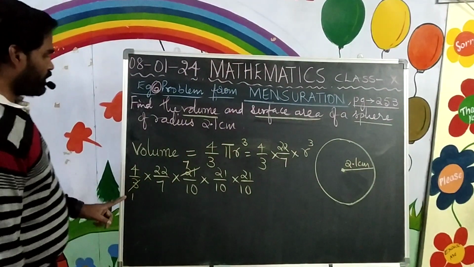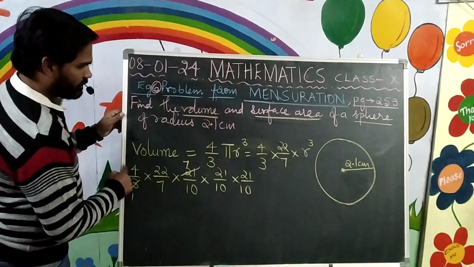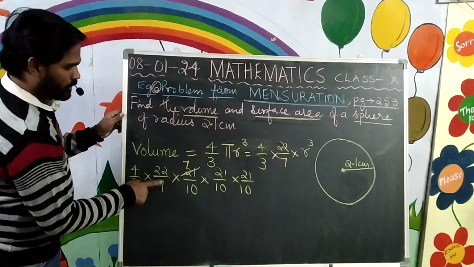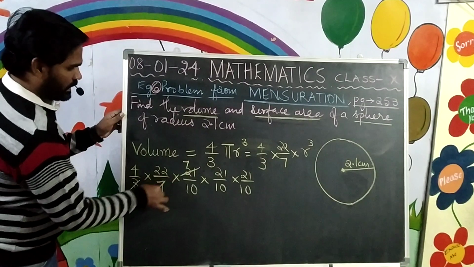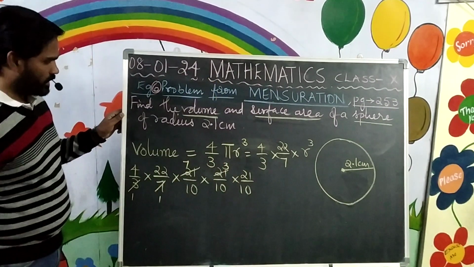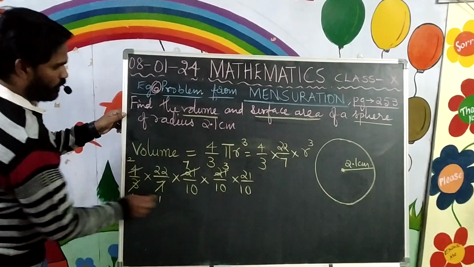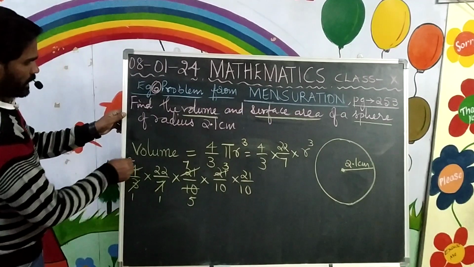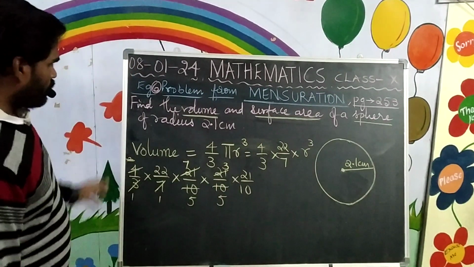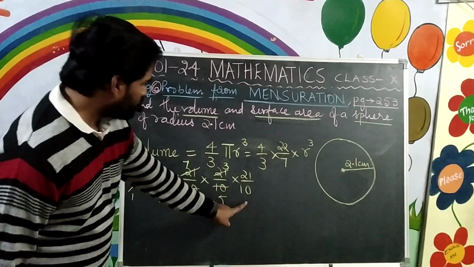Okay, let's move forward. 3 ones 3, 3 sevens 21. Moving forward, if you want to cancel this 7 with any one of the numerators, it is possible, 7 with 7 or 7 with 21, because 7 ones 7, and if you want you can cancel here 7 3s 21. And then 4 and 10, 2 2s 4, 2 5s 10. Again 2 1s 2, 2 5s 10. Right? So we can cancel here 22 and 10.